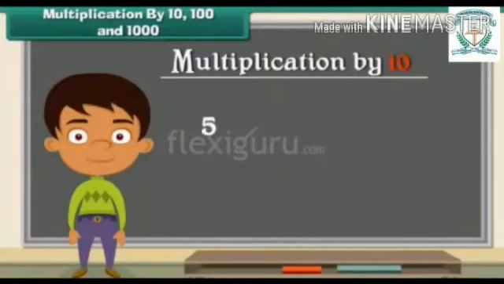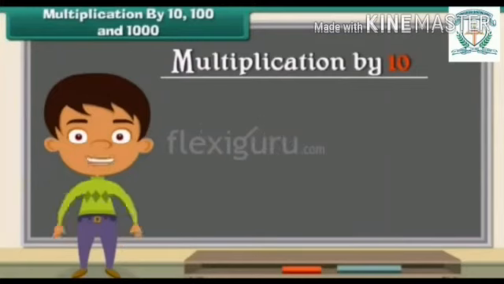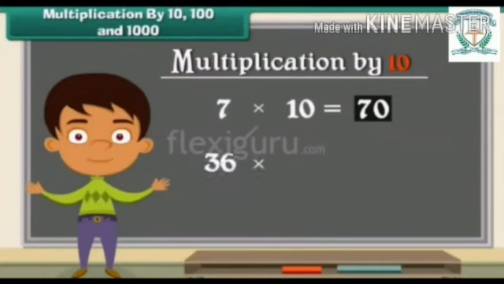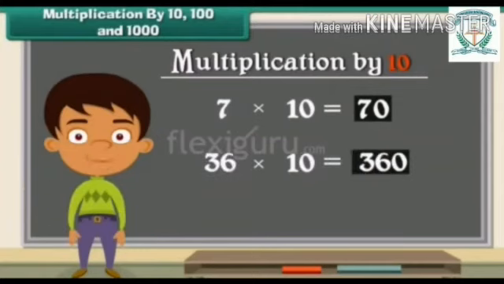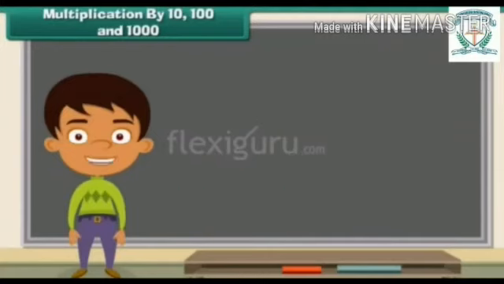When we multiply a number by 10, we add the 0 in the 10 to the right side of a number to get the result. Let us multiply 7 by 10. Add 1 0 to the right of 7 to get 70. By the same logic, 36 into 10 is equal to 360. 47 into 10 is equal to 470.